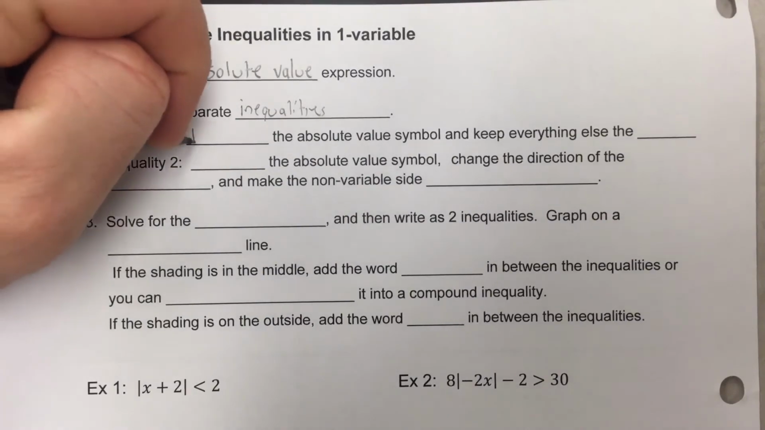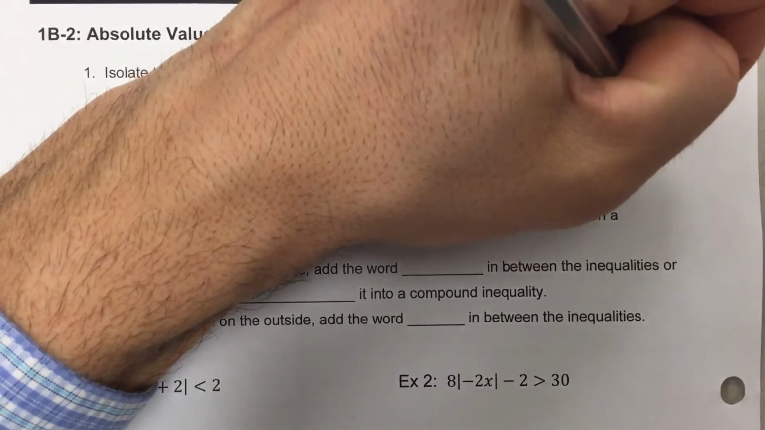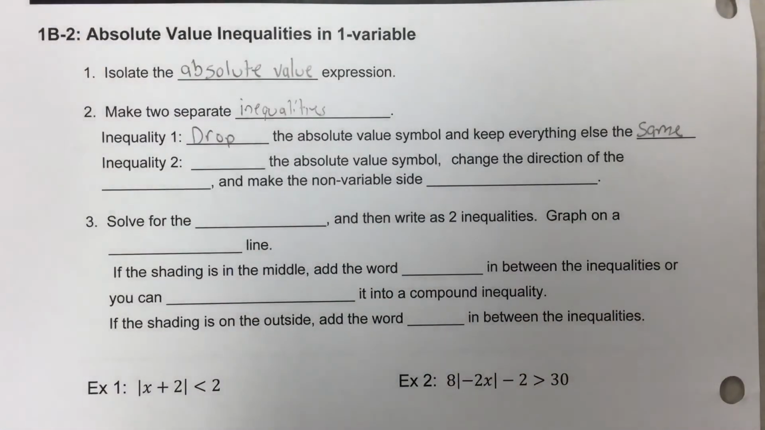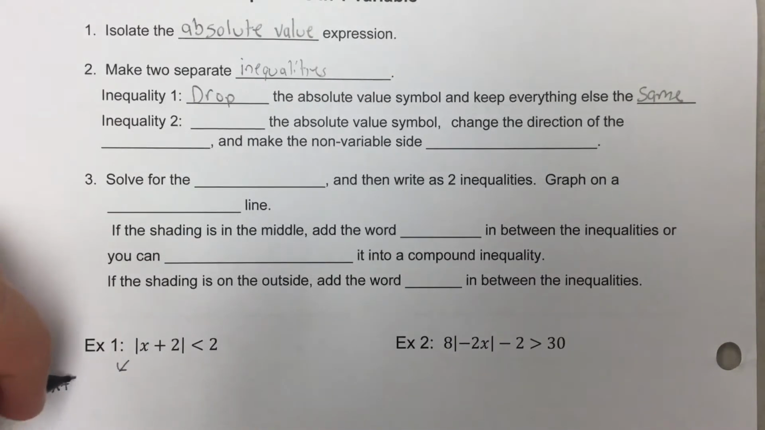For inequality 1, you drop the absolute value symbol and keep everything else the same. So if we look at our example here, for my one inequality, I drop the absolute value, so it's just x plus 2, then everything else stays the same, less than 2.